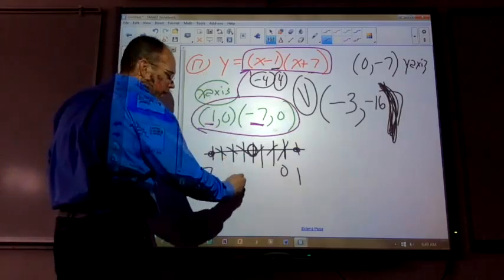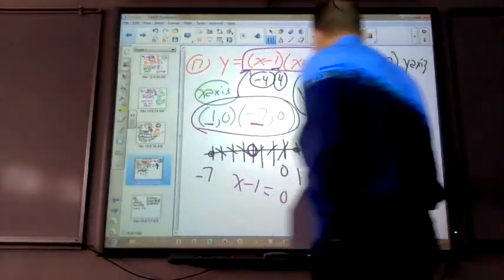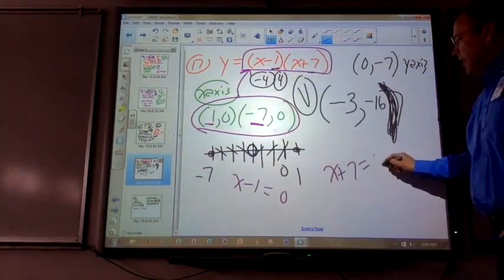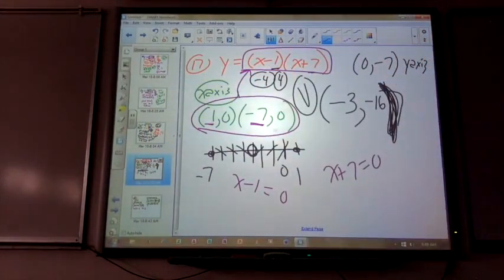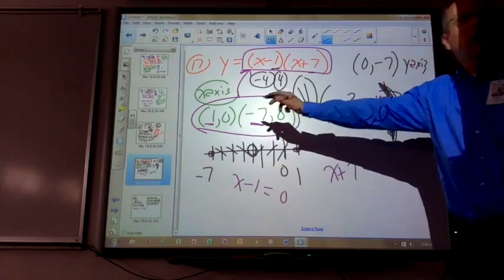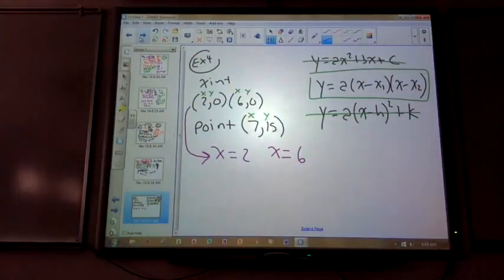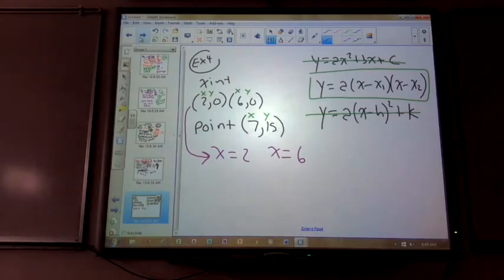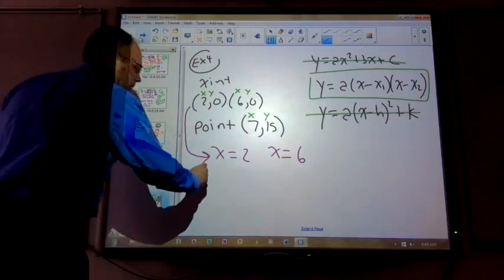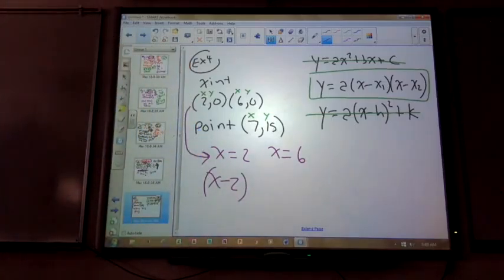I took x minus 1 and said equals 0, added 1 to both sides. And then I took x plus 7, set it equal to 0, and subtracted 7 from both sides, right? So I moved this over in order to get here. What do I have to do here? x equals 2 goes with what binomial? x equals 6 goes with that binomial.